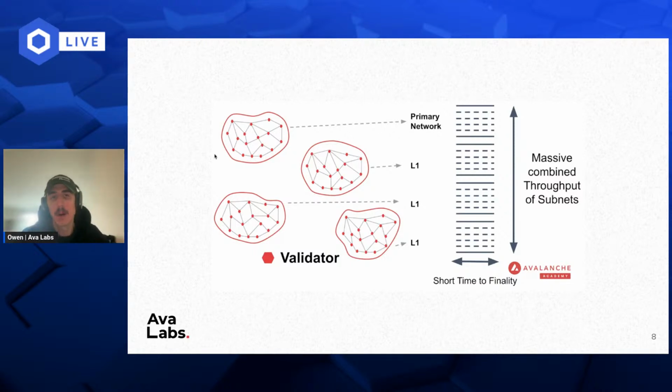And when you combine all these L1s together and they have native interoperability, you can achieve a massive combined throughput of subnets / L1s. This label's a bit wrong, but it also has an incredibly short time to finality.